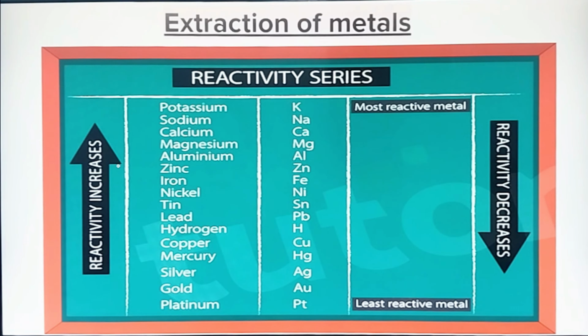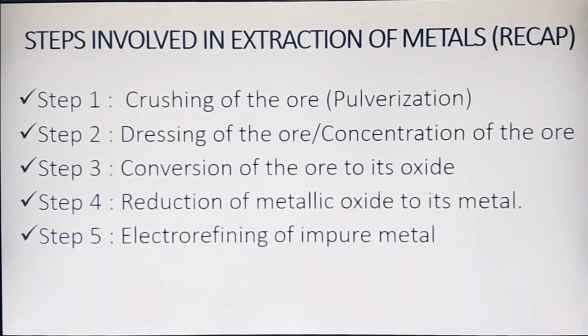I have completed 3 steps of electrolysis. What is step number 1, children? Step number 1 is I have crushed the ore. Step number 2, I have tried to remove as many impurities as possible, so I have concentrated the ore. Step number 3 is I have converted the ore to its oxide.